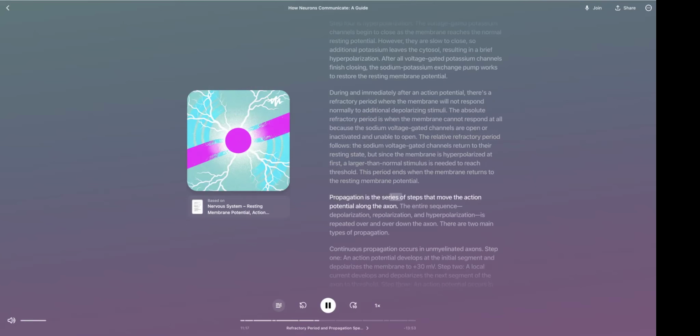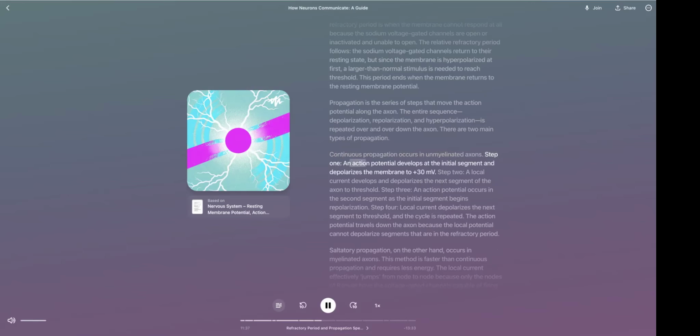Propagation is the series of steps that move the action potential along the axon. The entire sequence, depolarization, repolarization, and hyperpolarization, is repeated over and over down the axon. There are two main types of propagation. Continuous propagation occurs in unmyelinated axons.